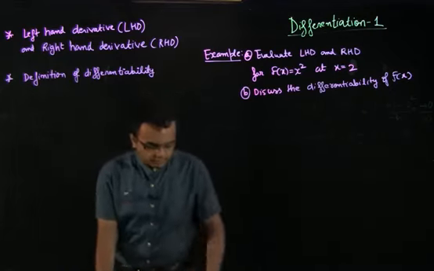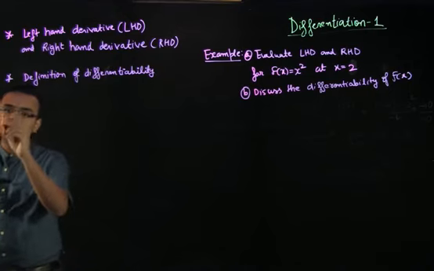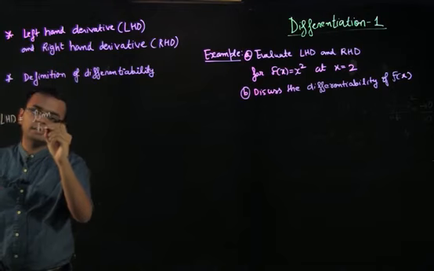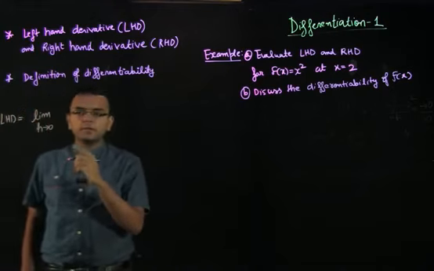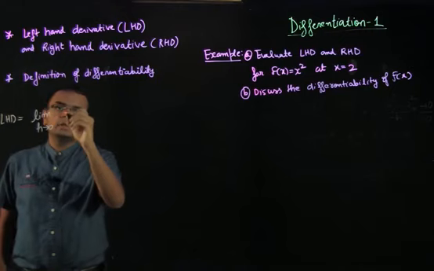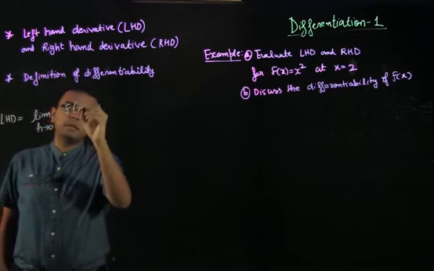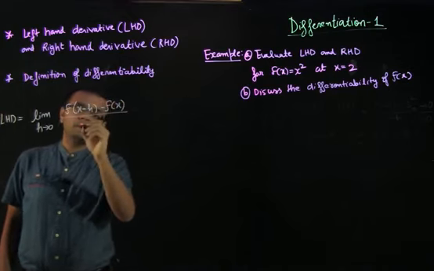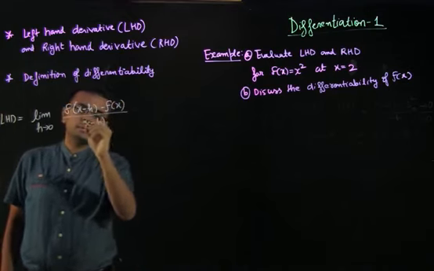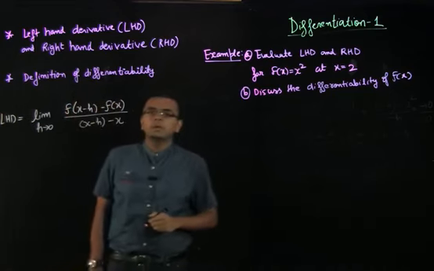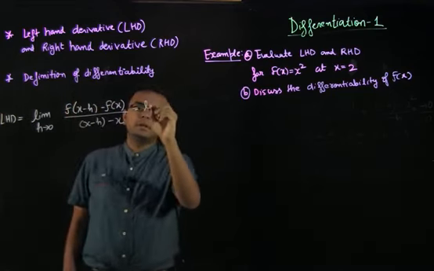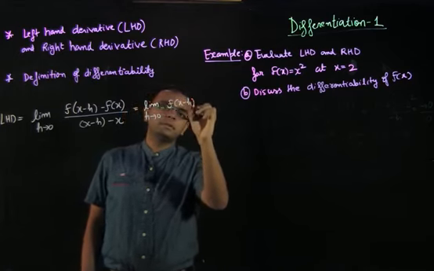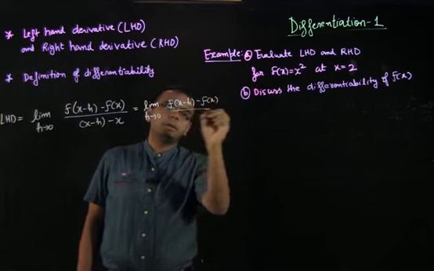So, let me first start by defining LHD. LHD is the short form of left hand derivative, and that is mathematically defined as follows. It builds off the concept of limits and continuity. Limit h tends to 0, f of x minus h minus f of x divided by x minus h minus x, or you can also write this as limit h tends to 0, f of x minus h minus f of x by minus h.